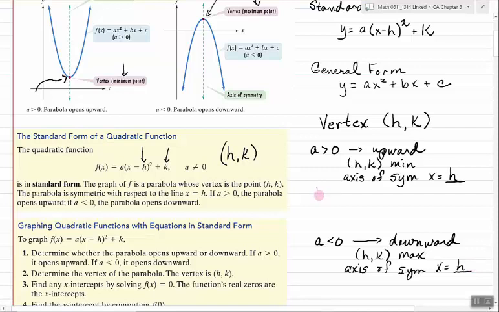The domain. The domain for all quadratic functions is all real numbers. So it is negative infinity to positive infinity, whether it's opening up or down.